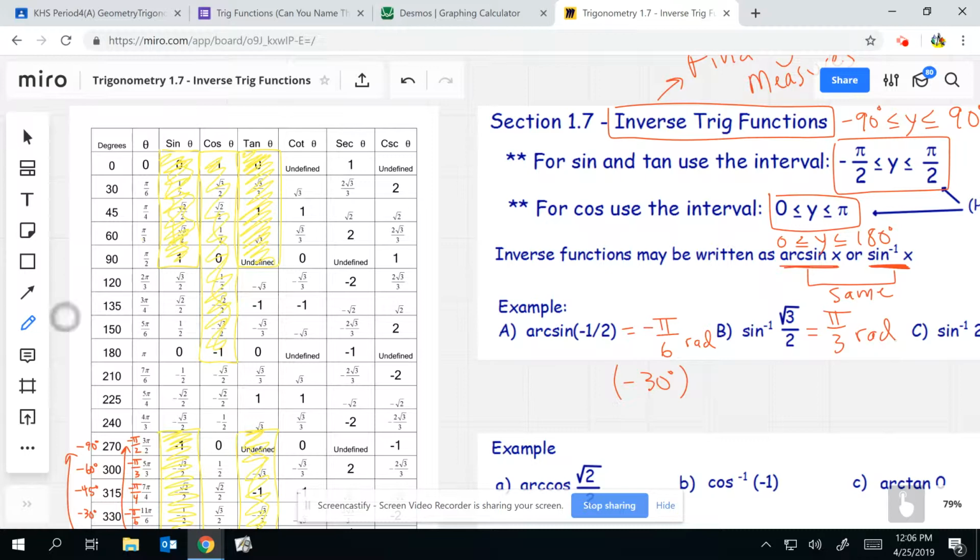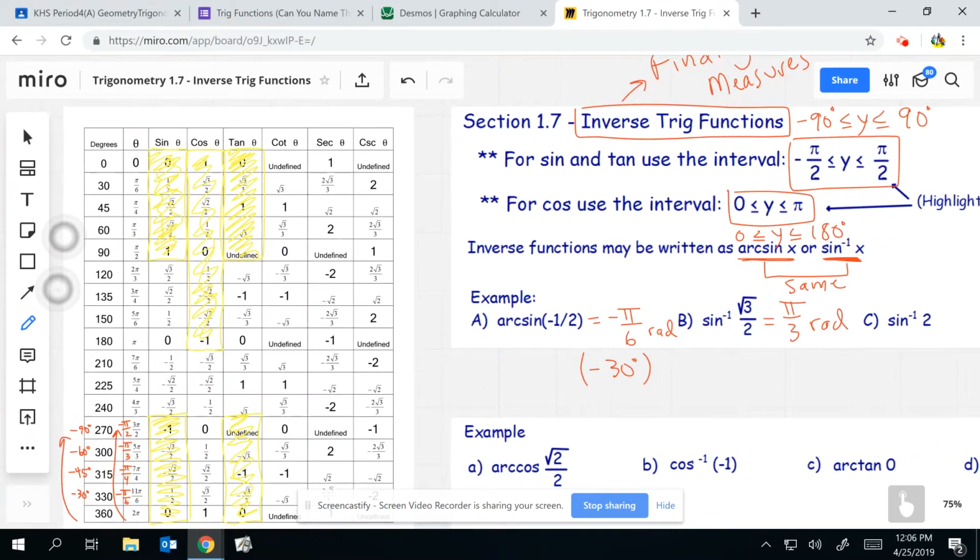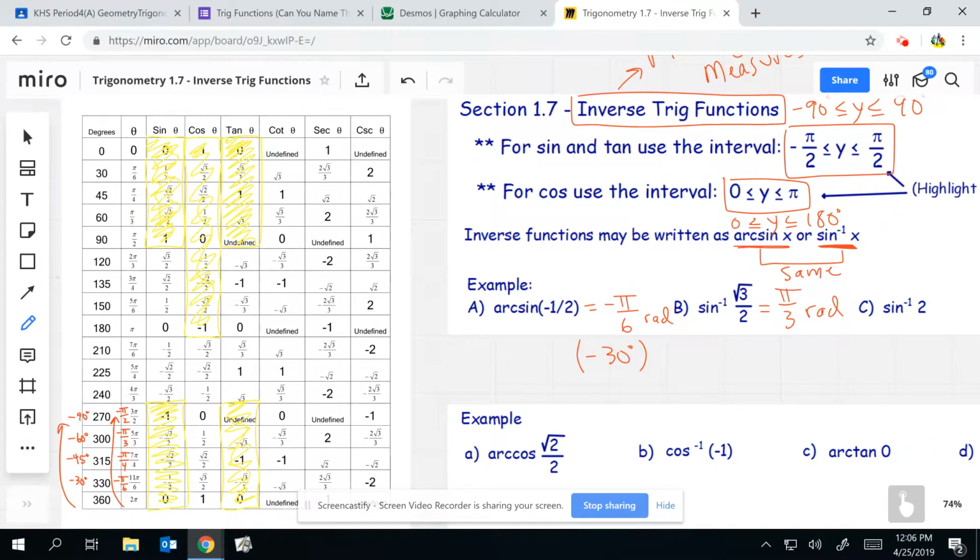Where is the sine value of 2? Do you see a 2 anywhere going down the sine column of your chart? No, there is not a 2. So let's test that in the calculator. Inverse sine of 2. Domain error. Why can't a sine have a value of 2?